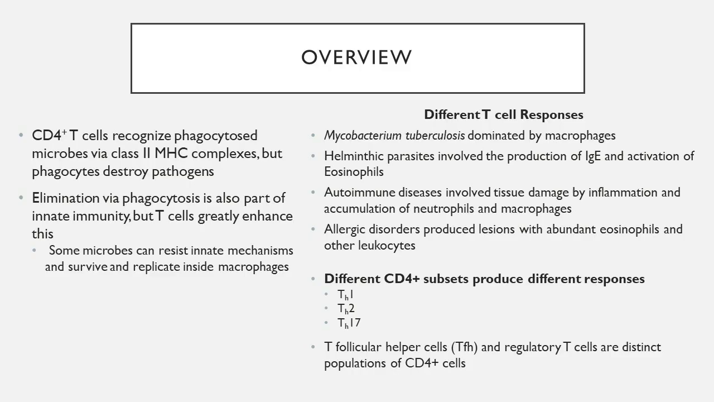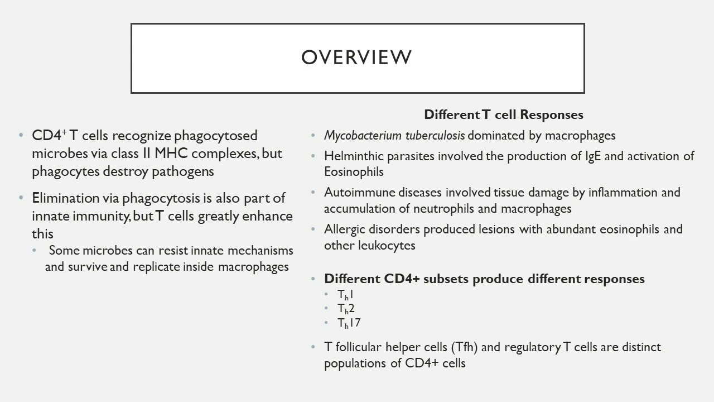Now, in light of those experiments and some of the things that we learned about in previous chapters, we can say the CD4 plus cells recognize phagocytosed microbes that process their antigens onto class II MHC complexes, but it's the phagocytes that actually destroy the pathogens. Now, from our innate immunity chapter, we know that phagocytes are capable of eliminating pathogens, but here is where T cells can greatly enhance this. This is also important in that some microbes can resist just the innate mechanisms of phagocytosis and can survive and replicate inside macrophages and inside phagosomes. And it's only when the T cells, the CD4 plus cells, come in to help that they can eliminate those.